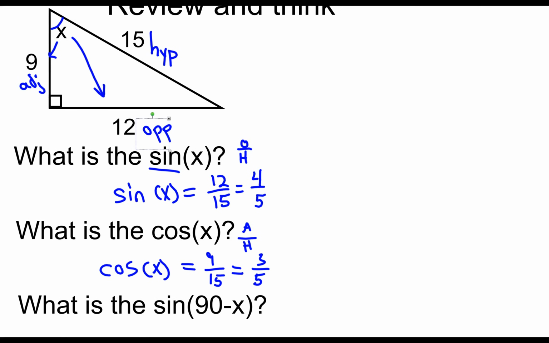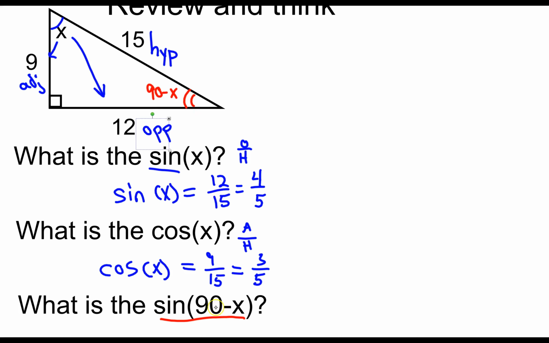It says, what is the sine of 90 minus x? So if you guys remember, in a right triangle, we had that corollary that said the 2 acute angles add up to 90. So if this angle is x, if I want to figure out what this one is, wouldn't I just do 90 minus x to get what this angle is? Take a second, think about that. Yeah, it makes sense, right? So this angle is 90 minus x.